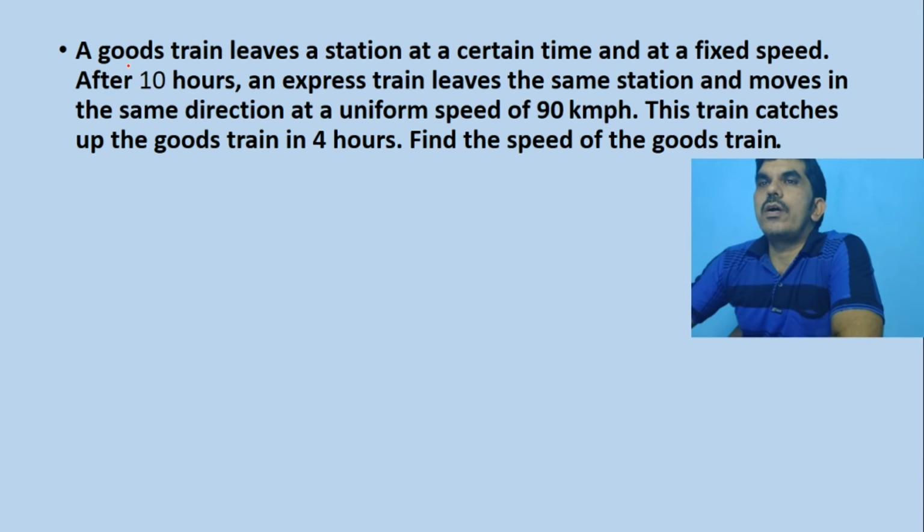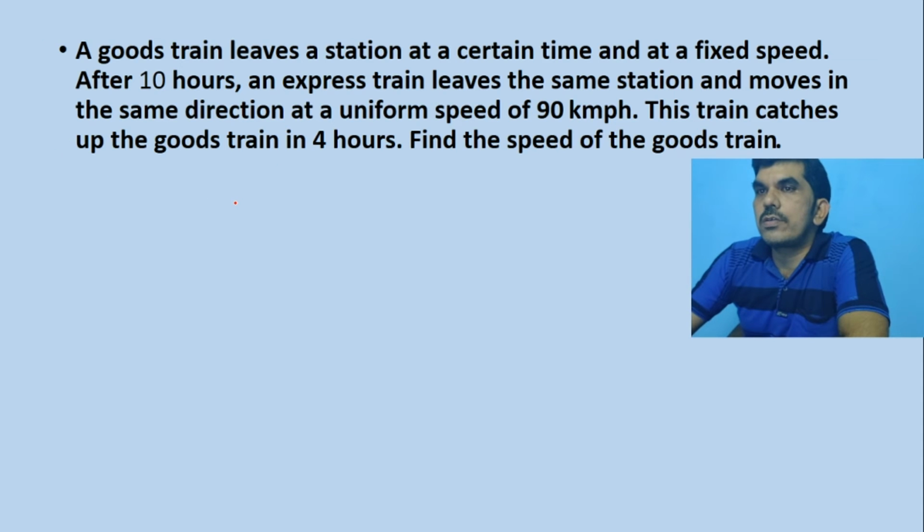Now, a goods train leaves a station at a certain time and at a fixed speed. After 10 hours, an express train leaves the same station and moves in the same direction at a uniform speed of 90 km per hour. This train catches up the goods train in 4 hours. Find the speed of the goods train. First, try to analyze the concept.